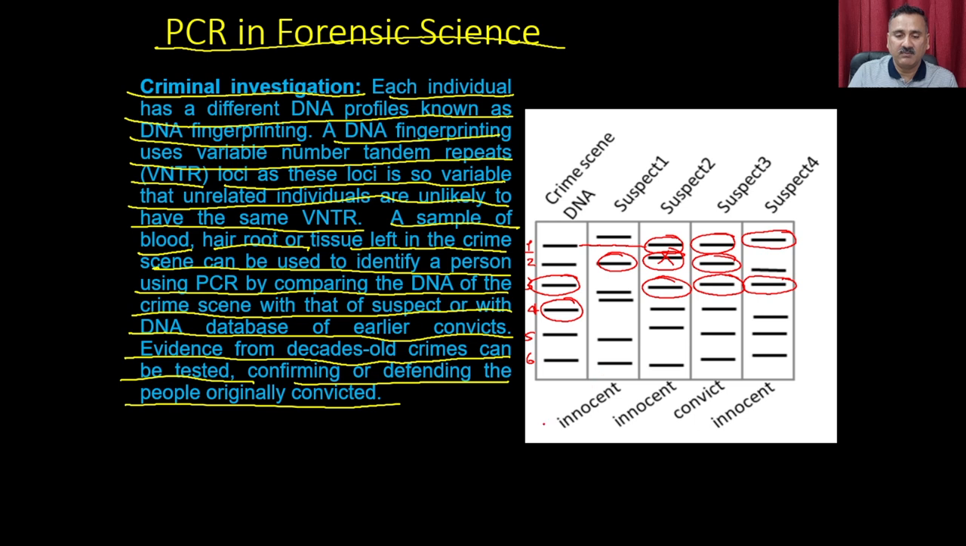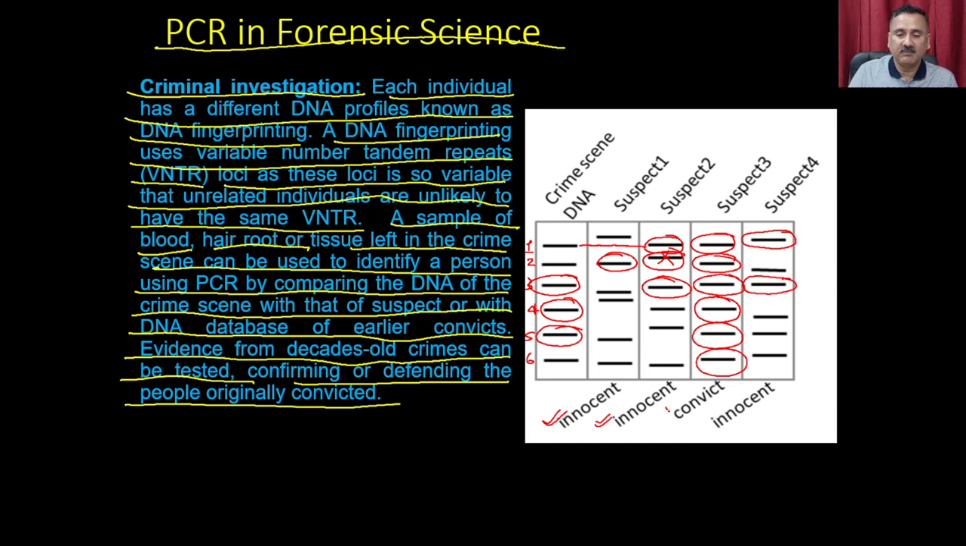So, suspect number 1 will become innocent because the majority of those bands are not present. And suspect number 2 also does not have them, so it is also going to be innocent, right? Whereas band number 4 is also present in suspect number 3. Band number 5 is also present in suspect number 3, and band number 6 is also present in suspect number 3.